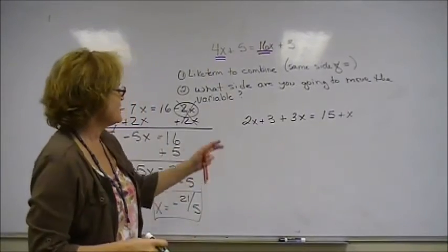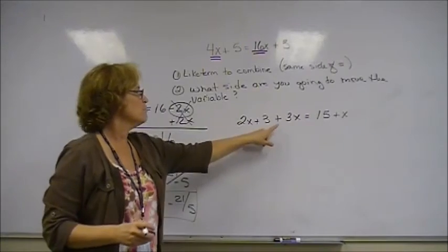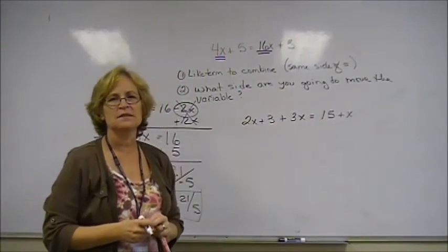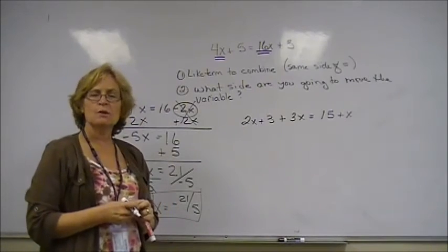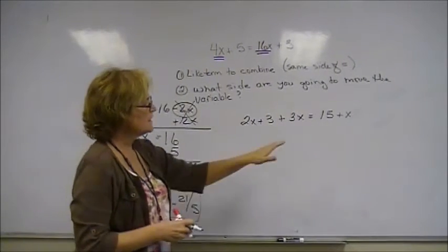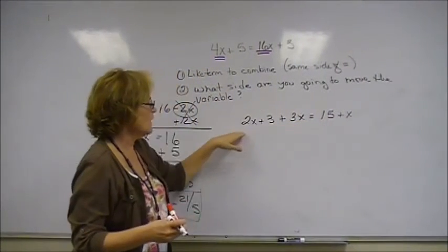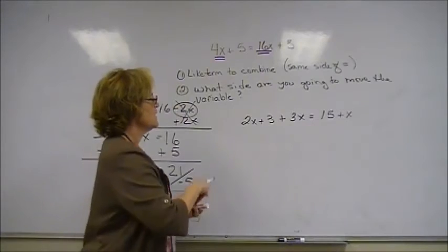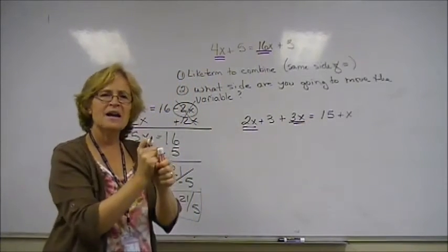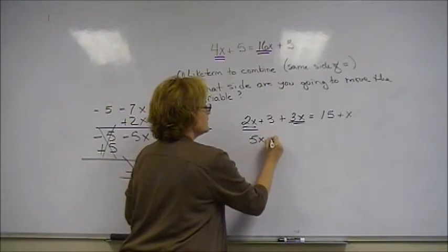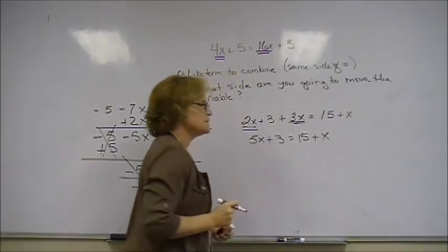All right. Here is my third and final example. 2x plus 3 plus 3x is equal to 15 plus x. Step 1 says, do I have any like terms to combine? On the right side, you'll see I have a constant and a variable, so no. However, on the left side, I have 3 terms, and 2 of them are x terms. So I'm going to combine those, and that gives me 5x plus 3 is equal to 15 plus x.